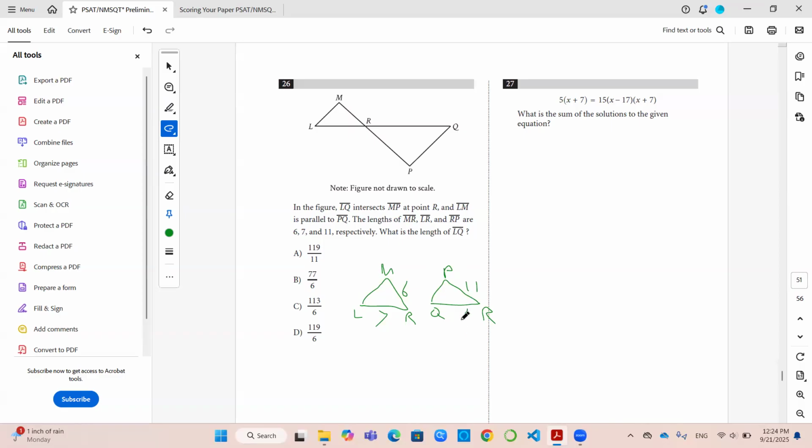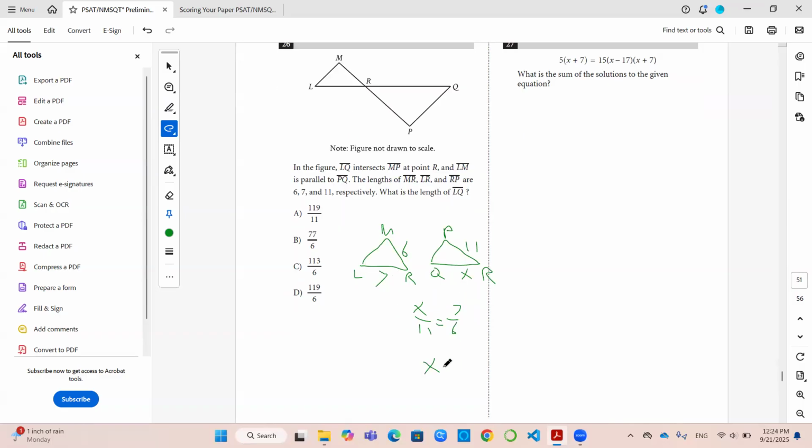So I'm going to go ahead and say X here. So X over 11 is equal to 7 over 6. So X is equal to 77 over 6. And I want to see LQ. So I would have to add LR and RQ. So 77 over 6 plus 7 is equal to 119 over 6. So D is the correct answer.